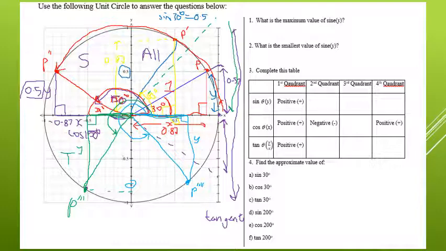And the tangent, if I extend this line so it meets the tangent line, it's going to meet it down here somewhere, and that's going to be a negative value from going down. It's a negative value. So we find the only thing positive in this last quadrant is cosine.